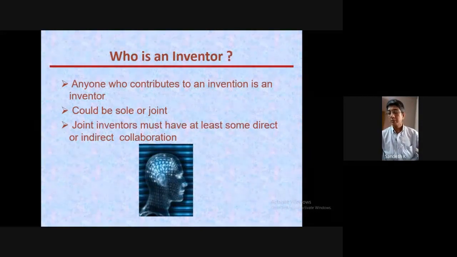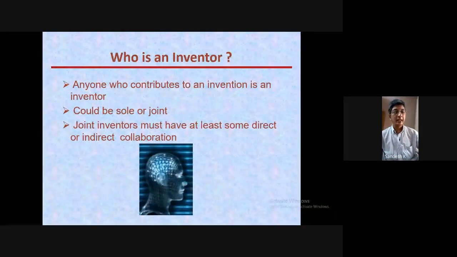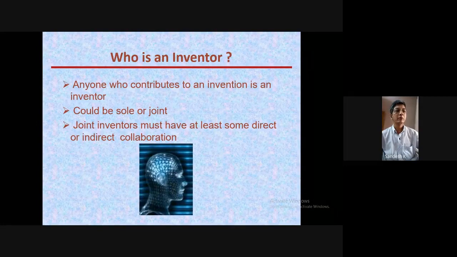Joint inventors must have at least a direct contribution. It's not that you are only my guide and you have never spoken to me regarding the project and I want to be joint inventor. No, it is not necessary. If somebody has given you certain ideas, then yes, definitely you can include them as a joint inventor.